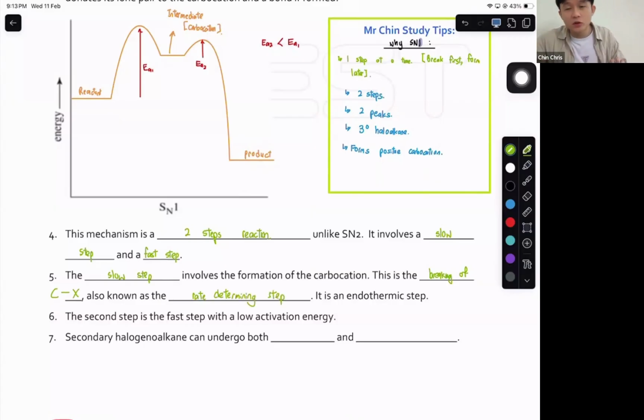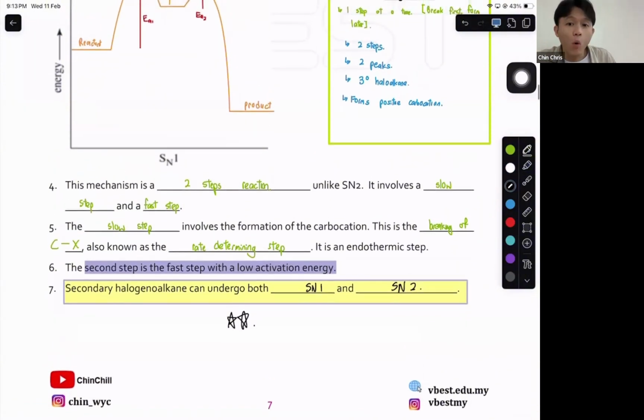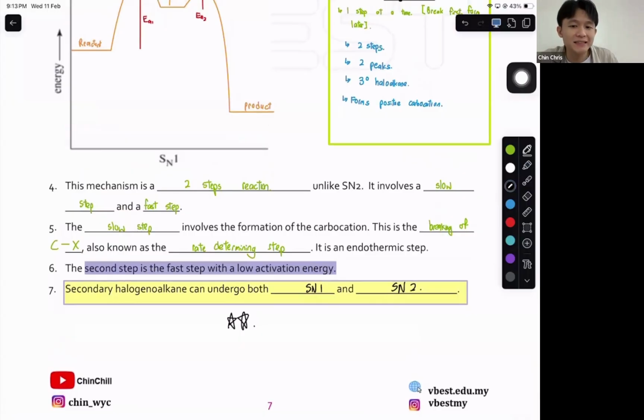None of this you need to know here. It's more applicable for A2. The second step is a fast step, which has a lower activation energy. Guys, let's say you have a secondary halogenoalkane. It can undergo both SN1 or SN2. It doesn't matter. Secondary can be either SN1 or SN2.